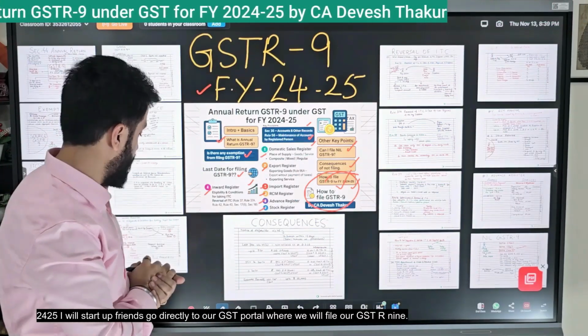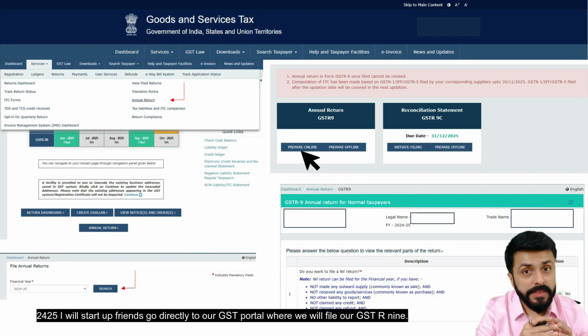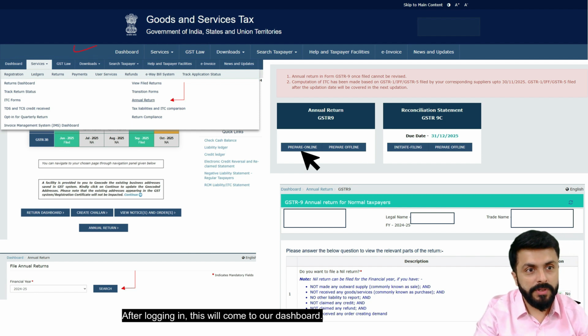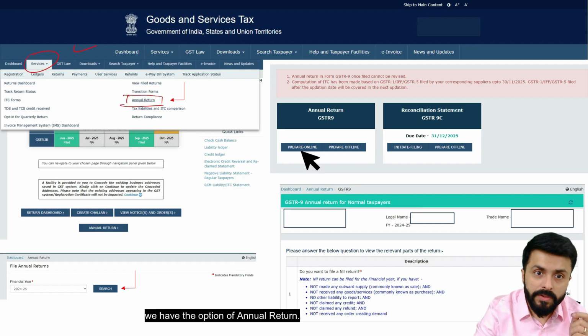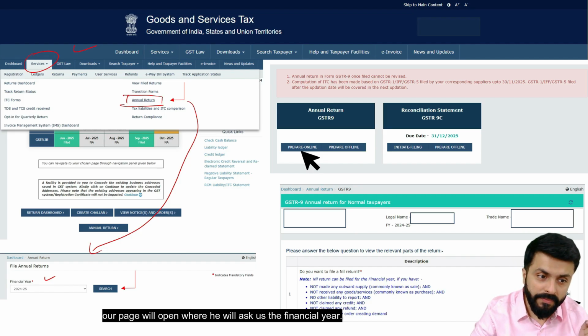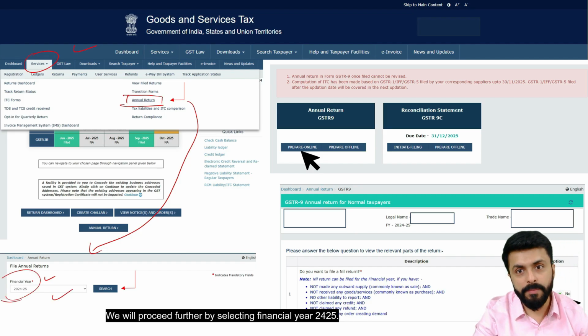2024-25, I will start off, friends, go directly to our GST portal where we will file our GSTR-9. After logging in, this will come to our dashboard. In the dashboard, under Services, we have the option of Annual Return. After clicking on Annual Return, our page will open where it will ask us the financial year. We will proceed further by selecting Financial Year 2024-25.